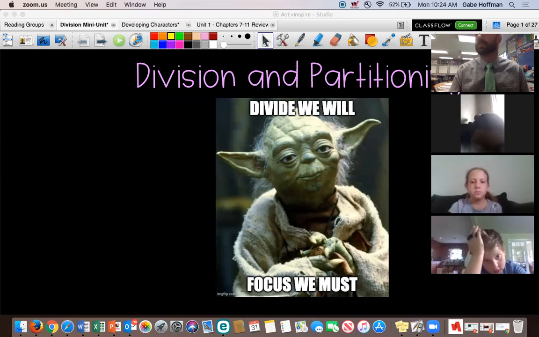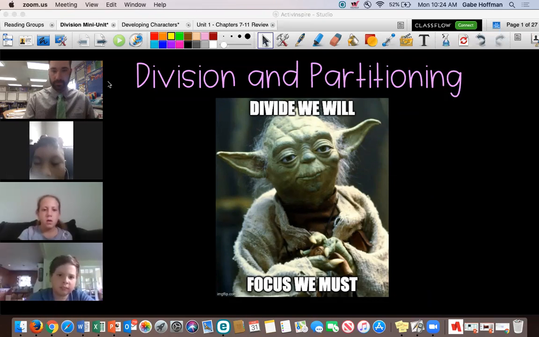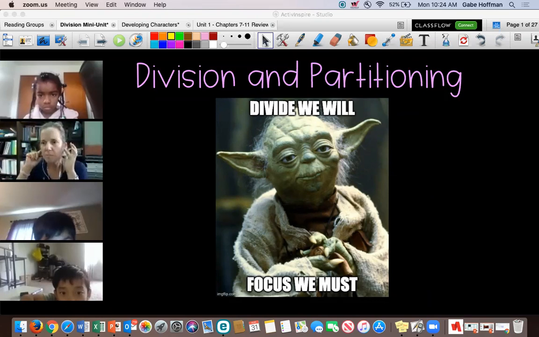Right, so today we're going to be talking about division, and I really like this meme that Mr. Hoffman put on there. Hopefully you guys know what movie this is from. I don't even like these movies, and I know what movie that was. Star Wars. From Star Wars. You have to be loud, they can't hear very well.